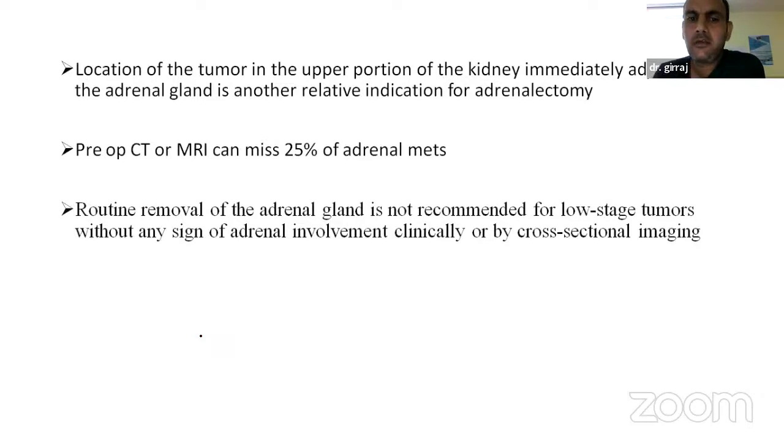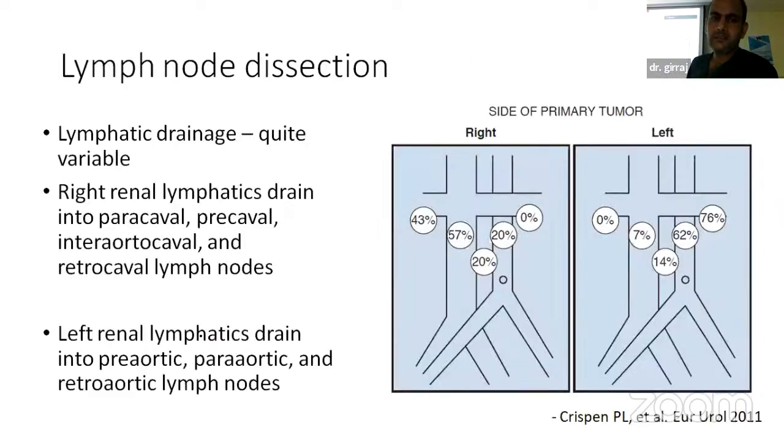Routine removal of the adrenal gland is not recommended for low stage tumor without any sign of adrenal involvement clinically or by cross-sectional imaging. Lymph node dissection. Lymph node dissection is done when the lymph nodes are involved. For right side tumors, lymph node dissection is done from the crus of diaphragm to the bifurcation, and on the left side from the crus of diaphragm to the common iliac.